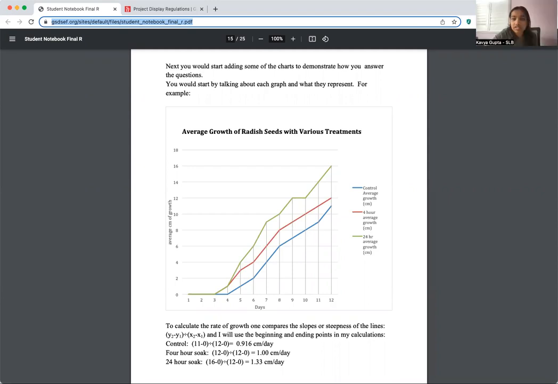Any other questions about the notebook? Otherwise, we're going to go over the poster board regulations and the things that you can bring into the fair.